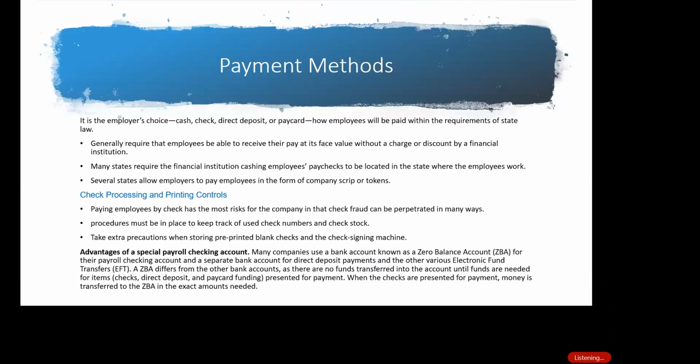So payment methods. As an employer, we get to choose whether we're going to pay cash, direct deposit, pay card, and each state has varying laws and rules of how you're going to pay an employee and when the payment is due after a pay period. In Colorado, you have to pay at least monthly and 10 days after the pay period end date.